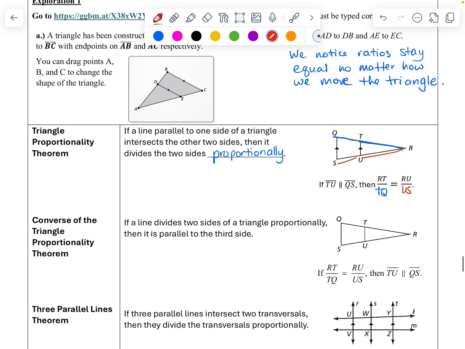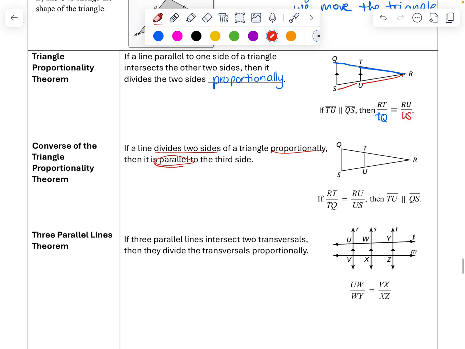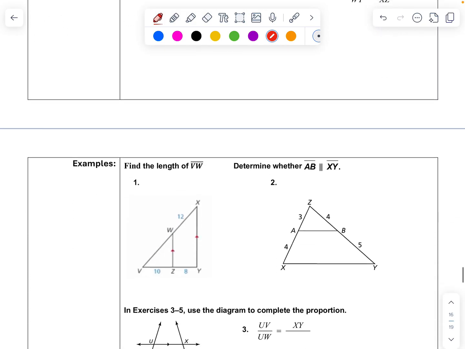That's how you would write that. The next one goes the other way. It says that if they're proportional, then obviously those two lines are parallel. Okay, so if a line divides two sides proportionally, then it is parallel to the third side. Okay, if we have three parallel lines, then they divide the transversals proportionally. So here we have UW goes with YW, just like VX goes with XZ. We can set up proportions that way. So let's try out a few problems.